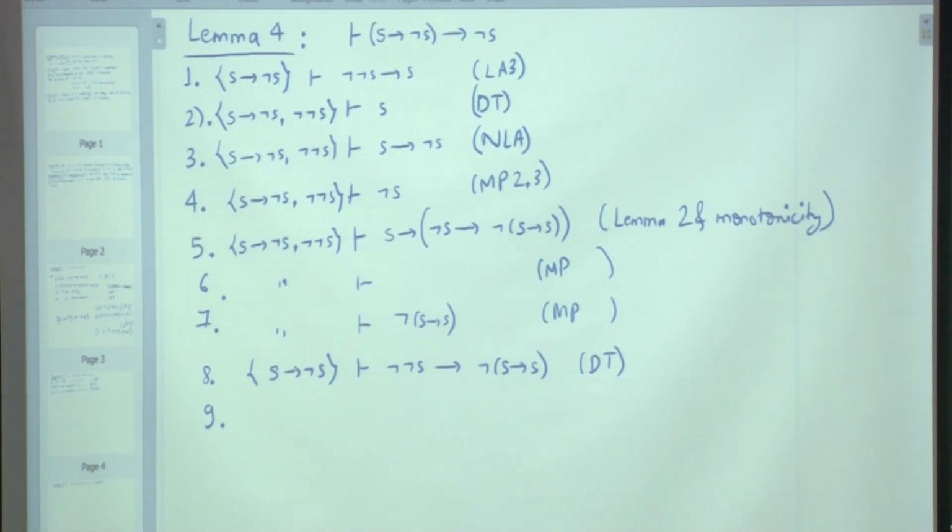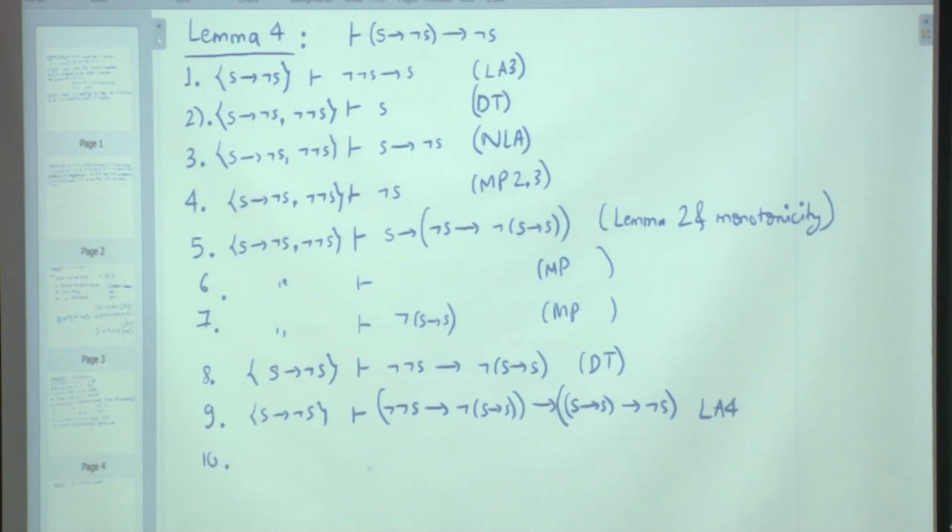LF4. Very good. So S implies negation S proves double negation S implies negation S implies S. Whole thing implies S implies negation S. Okay, now can you see the final proof?